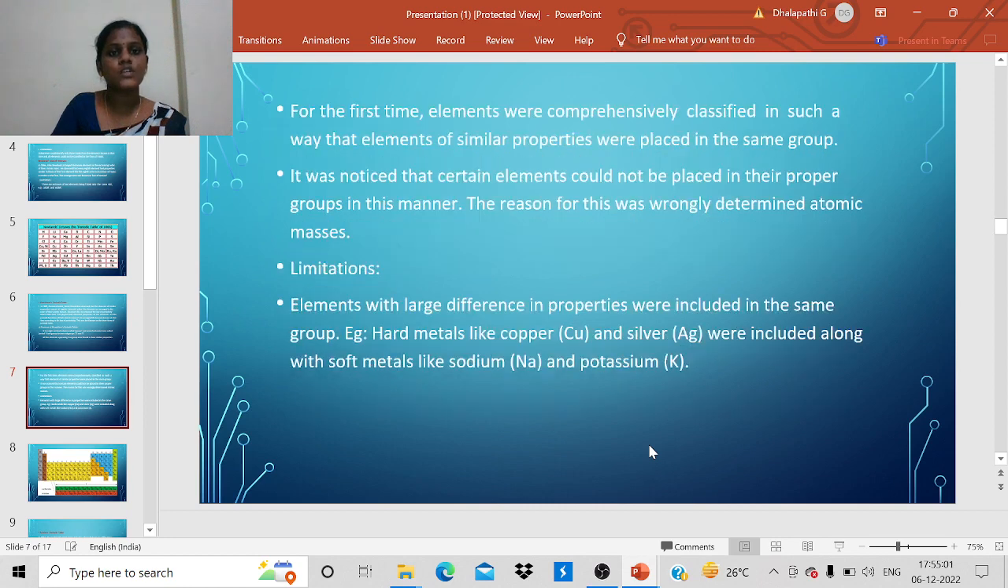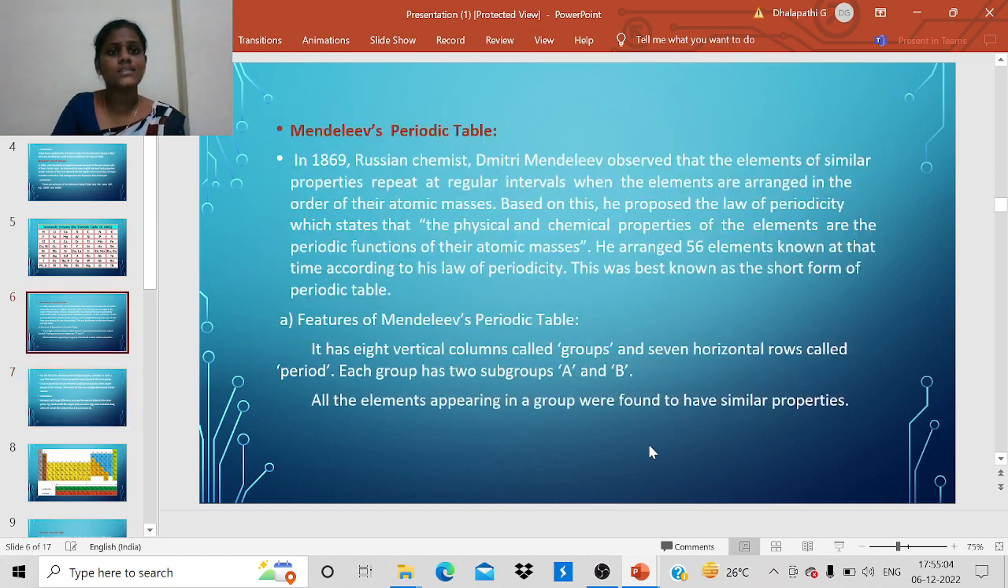Next one is Mendeleev's periodic table. In 1869, Russian chemist Dmitri Mendeleev observed that elements of similar properties repeat at regular intervals when the elements are arranged in the order of their atomic masses. Based on this, he proposed the law of periodicity, which states that the physical and chemical properties of the elements are the periodic functions of their atomic masses. He arranged the 56 elements known at that time. According to his law of periodicity, this was the best known and is the short form of the periodic table.